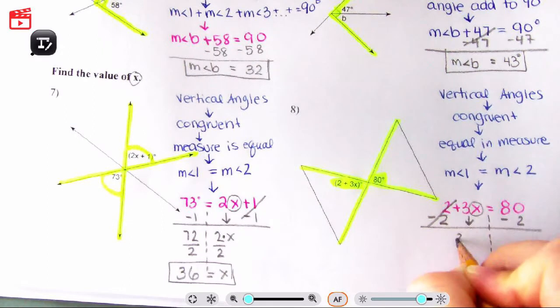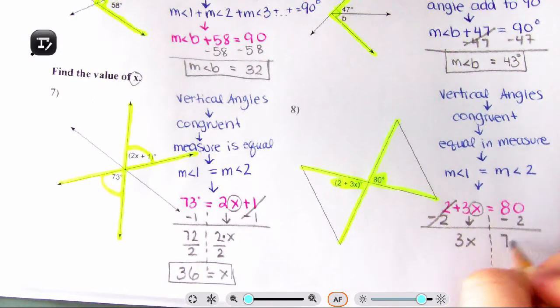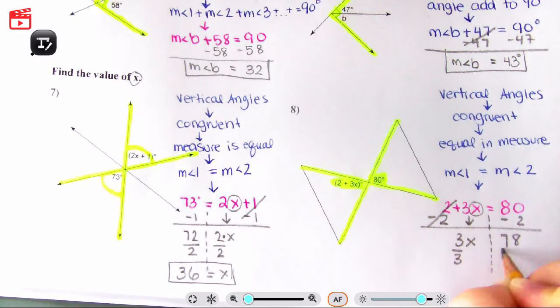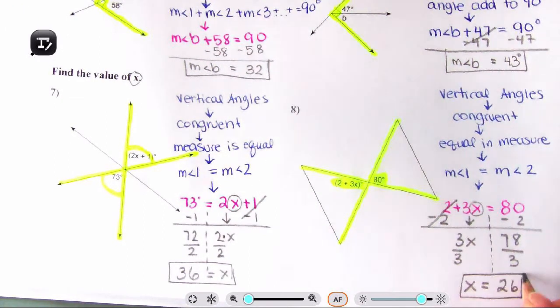So I'm going to bring down my 3x. That's 78 divided by 3, divided by 3. 3 goes into 7 2 times, with 1 left over. 3 goes into 18 6 times. And again, double check 26 times 3 if you're unsure. And in fact, that does equal 78. So our x value is 26.